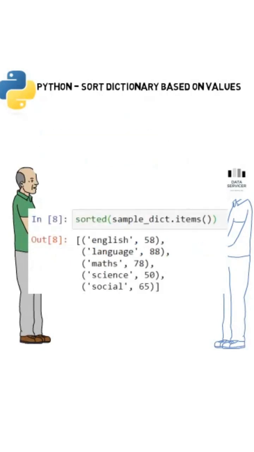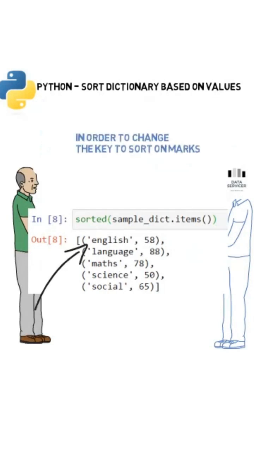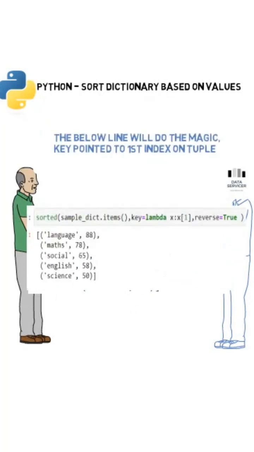When we pass this dictionary items inside sorted, the key to sort will be by default the first index that is the subject name in our use case. In order to change the key to sort on marks, we have to override the key to focus on marks that is the second index. The below line will do the magic, and now we have sorted the dictionary based on values.